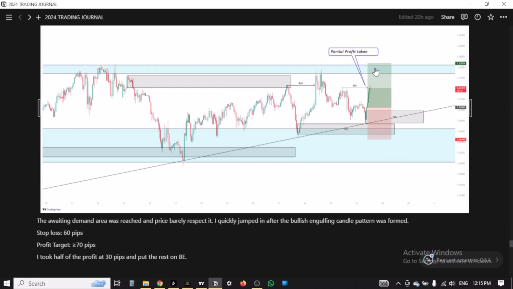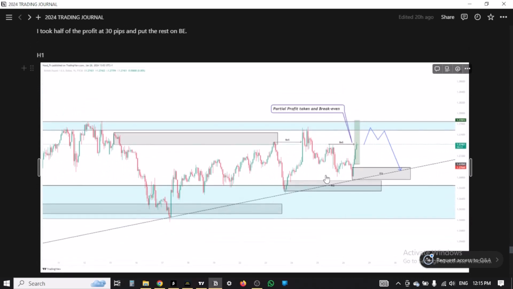But you know, the market moves. We don't want to dictate to the market, we just react to what the market is doing. So I took half of the profit at 30 pips and put the rest on break even. After price got to 30 pips, this level here, I put it on break even and took out half of the position.